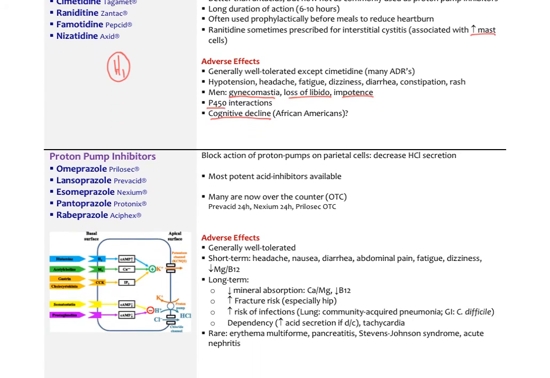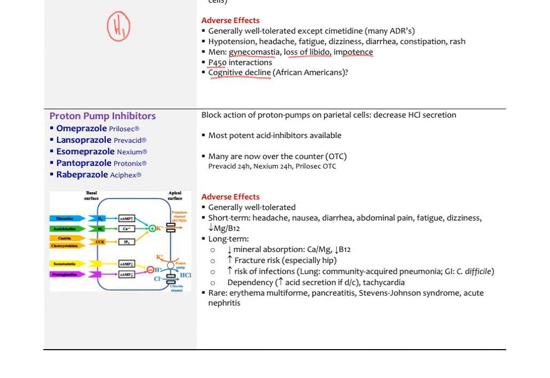Proton pump inhibitors, we talked about, these block the secretion of hydrogen ion from those proton pumps in parietal cells. They are now the most potent antacids, and many of them are now available over the counter. So things like Prevacid 24-hour, Nexium 24-hour, Prilosec over the counter. And they can also be prescribed at higher dosages. Generally well tolerated. Short-term effects, though, are headache, nausea, diarrhea, abdominal pain, fatigue, dizziness, low magnesium, low B12.